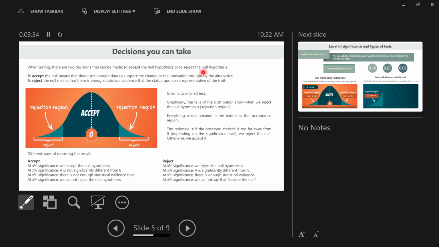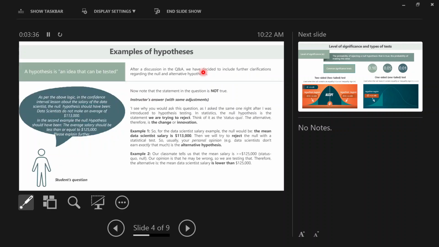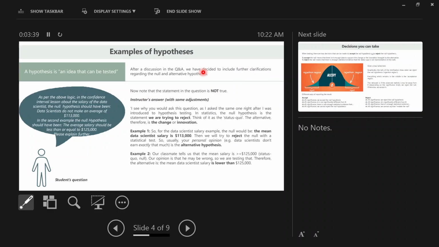Yes? Okay. Yeah. On the 113, let me see. Which one? This one. In the first or second? The first.